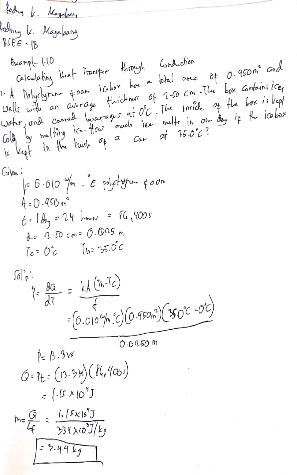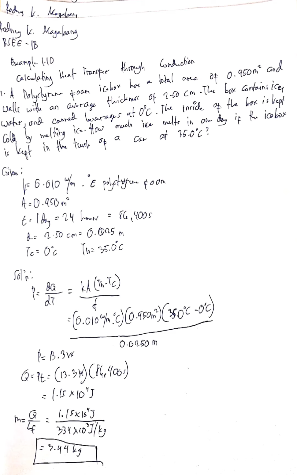Example 1.10. Calculating heat transfer through conduction. A polystyrene foam icebox has a total area of 0.950 m² and walls with an average thickness of 2.50 cm. The box contains ice, water, and canned beverages at 0 degrees Celsius. The inside of the box is kept cold by melting ice. How much ice melts in one day if the icebox is kept in the trunk of a car at 35.0 degrees Celsius?